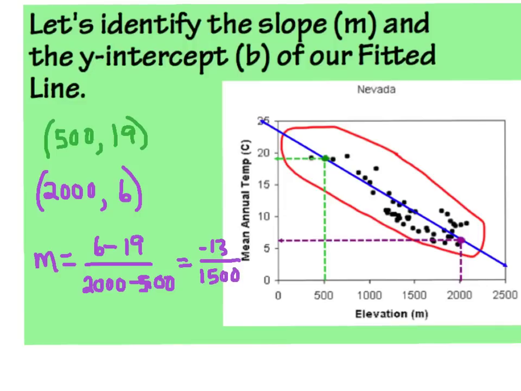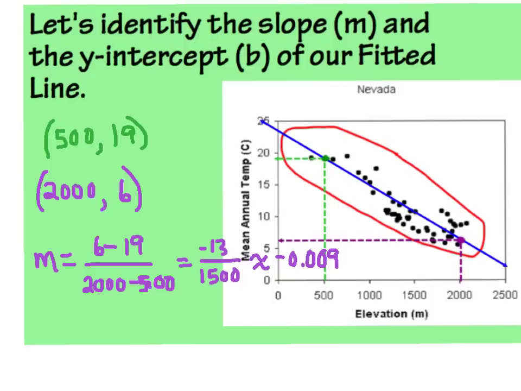A lot of times when we're doing a line of best fit, we put our slope into a decimal form. And if I do that, negative 13 divided by 1,500 gives me approximately negative 0.009. Okay, now most of the time we are used to writing slope in a fraction, but oftentimes when we're calculating line of best fit, our slope is written as a decimal.